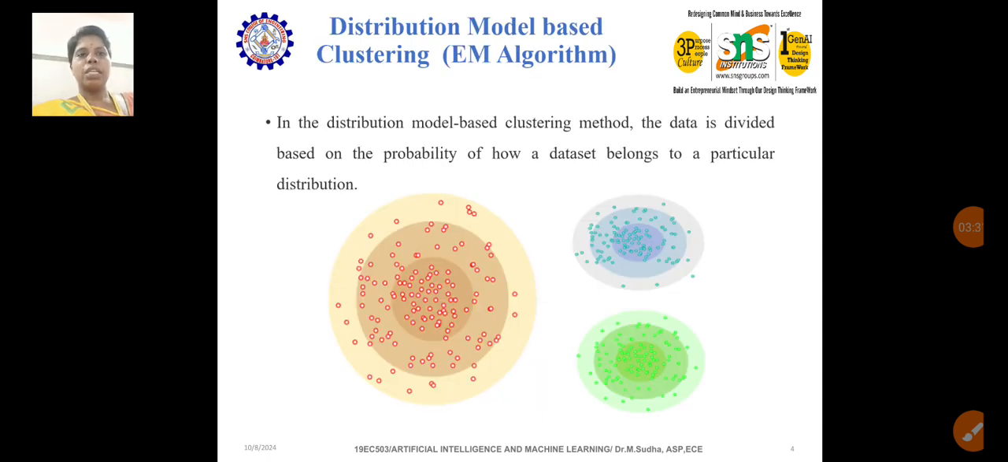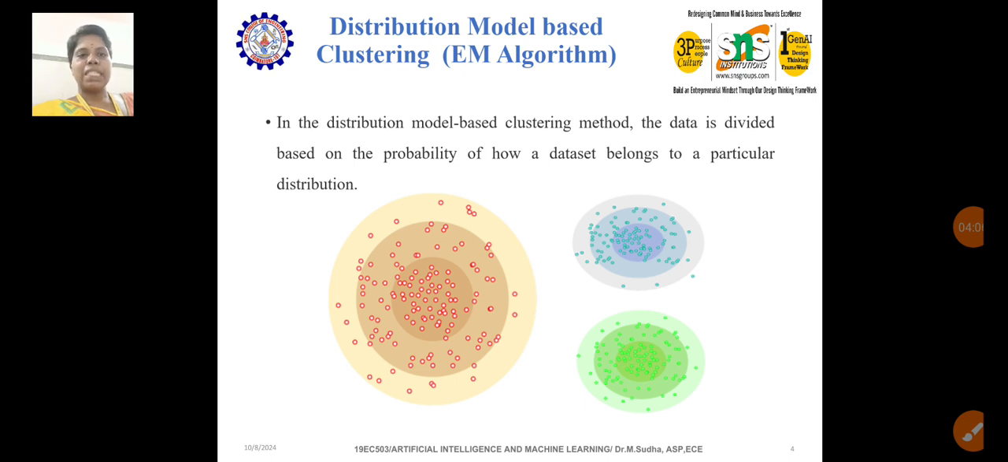Coming to the next algorithm, that is distribution model based clustering. Here we can easily understand that the data will be distributed based on that. And EM, what does EM mean? It is the expectation maximization algorithm. How much maximization we can make, how much expectation we will do, likewise this algorithm will work. In the distribution model based clustering method, the data is divided based on the probability of how a data set belongs to a particular distribution.